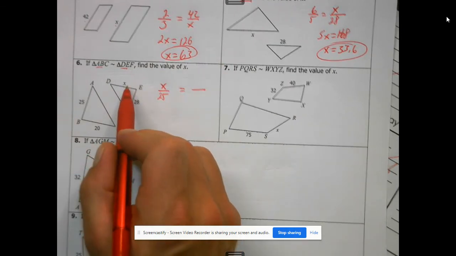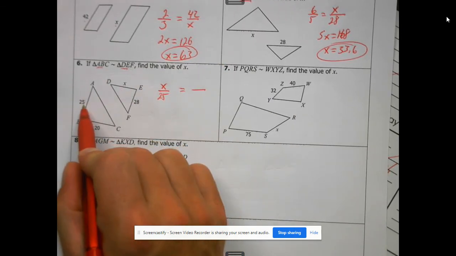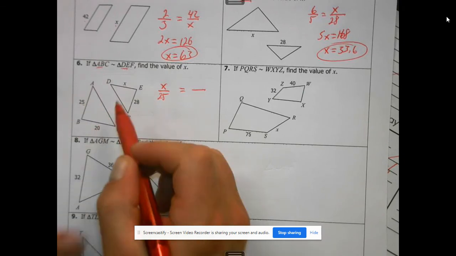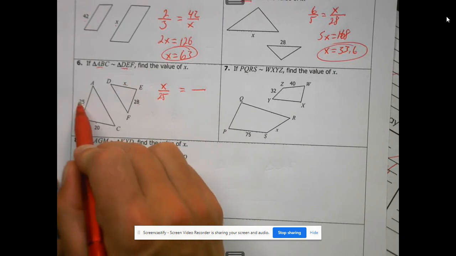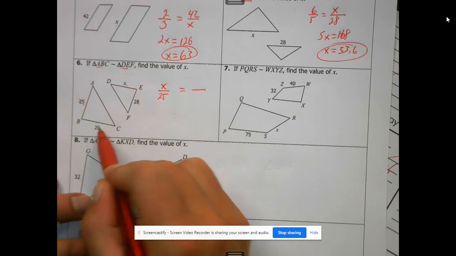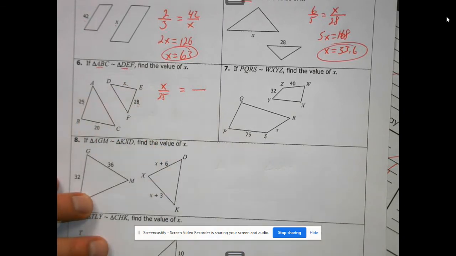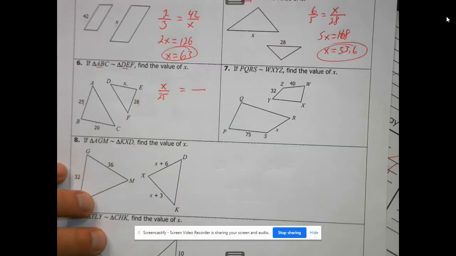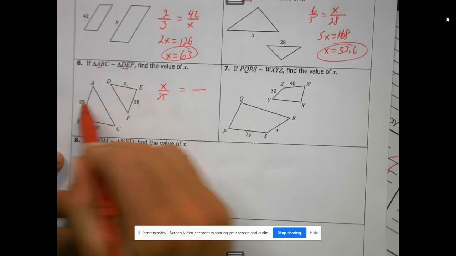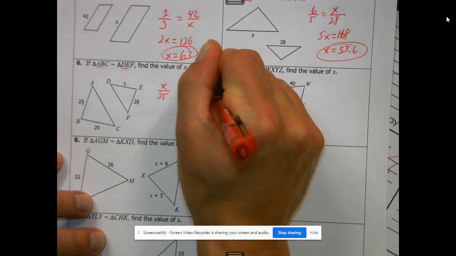So once I go right to left, I have to come back and go right to left. So right to left, right to left. What you can't do is this: if I went right to left, I can't come back and go left to right. I've got to keep the order the same. Remember that previous page, we underlined it a million times, guys. Order matters. All right, so x to 25 is going to equal 28 over 20.